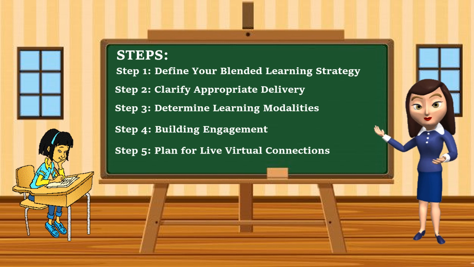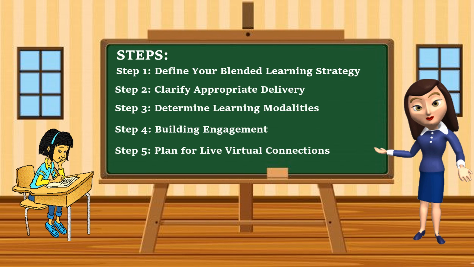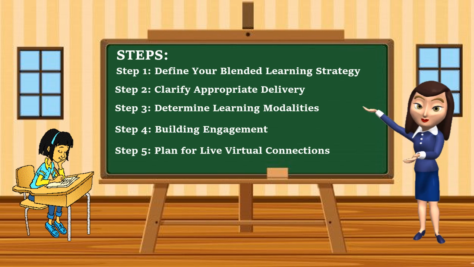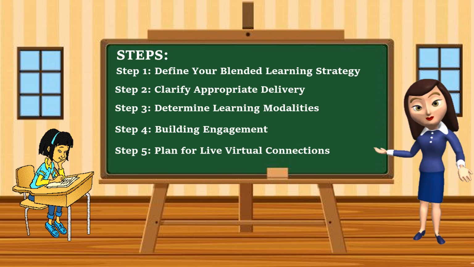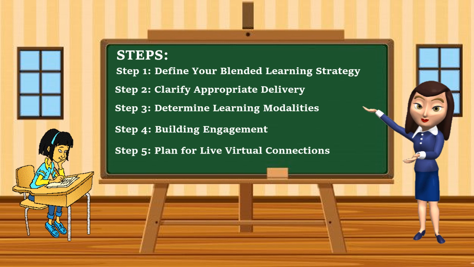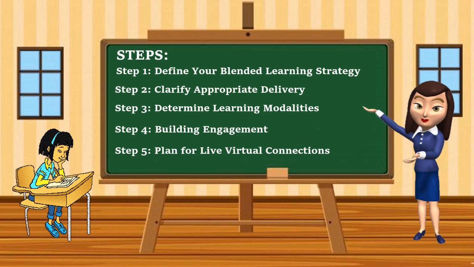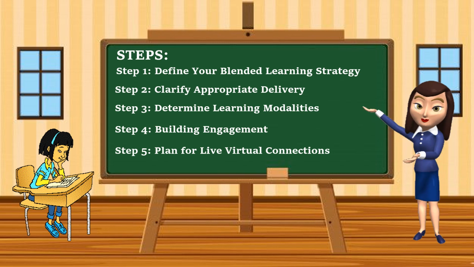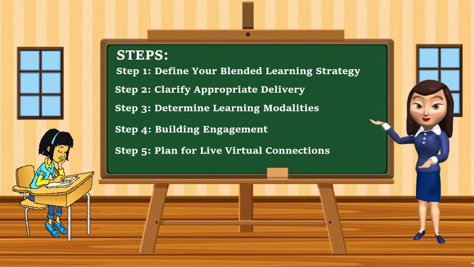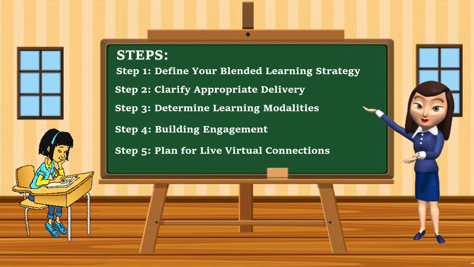Step 3. Determine learning modalities. Once you have determined the best delivery method to support the curriculum, you must now consider the variety of methods you can use to bring your blend to life. Say for example, printed or modular activity, or it could be the online instruction or the online class. Step 4. Building engagement. So it is very simple. You just have to make sure that all your participants or all your learners will be part of your lesson.